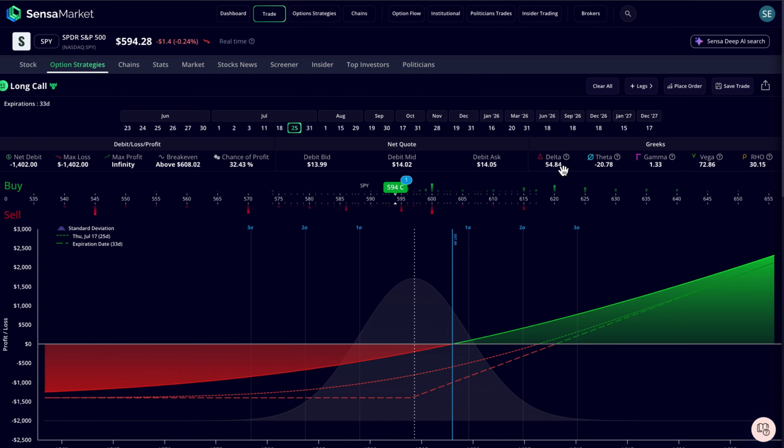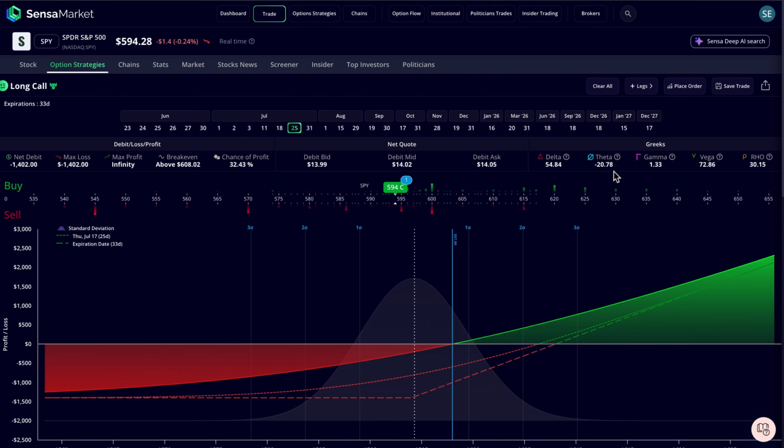Another useful tool available here is the option Greeks. Let's take a look at those. Delta tells you how much your option's value will change for every $1 move in the underlying stock. For example, if delta is 0.5484, that means for every $1 the stock goes up, you gain about $54.84 in option value.